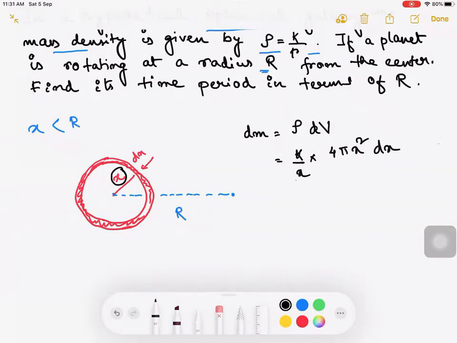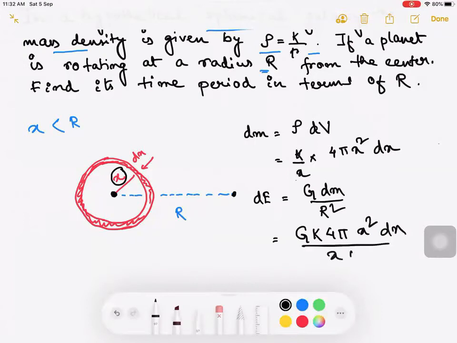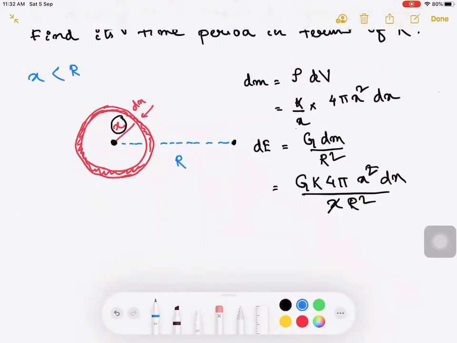If this is the mass at a radius of capital R, what would be the field? See, for a spherical shell, the field at a distance R is equal to the field by a concentrated mass which is at the center. So I can write that the gravitational field by this shell is equal to capital G dm by R square. Now put the dm over here. I get G k 4 pi x square dx by x R square. One of the x I can cancel out. So this is the gravitational field by this shell.